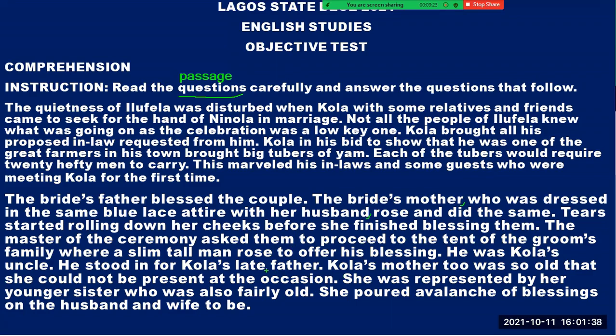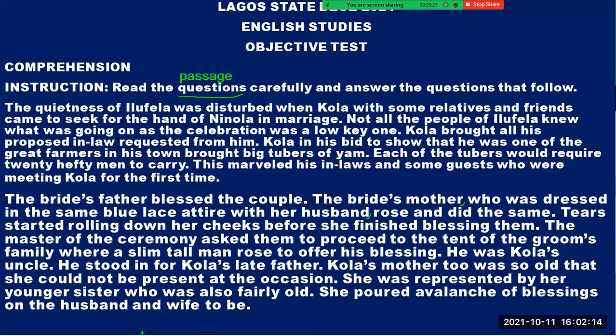The master of the ceremony asked them to proceed to the tent of the groom's family, where a slim, tall man rose to offer his blessing. He was Kola's uncle. He stood in for Kola's late father. Kola's mother, too, was so old that she could not be present at the occasion. She was represented by her young sister, who was also fairly old. She poured an avalanche of blessings on the husband and wife to be.